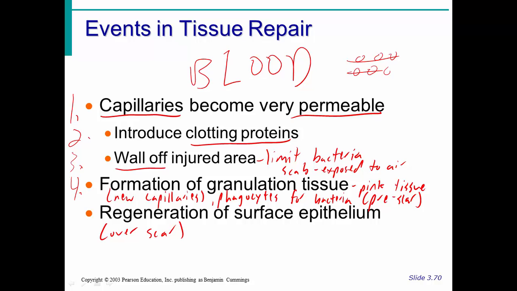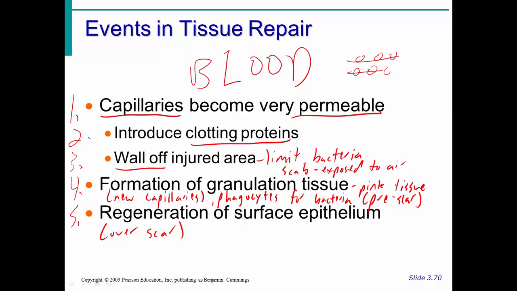Granulation tissue is that pink tissue. So if you've ever peeled a scab, you know that kind of pink, fresh material, it's not completely reformed, but it's kind of the walled off heavy blood supply, which is why it's pink. But that granulation tissue is kind of the first layer of whatever tissue type we're talking about before the final repair. And then finally, regeneration of surface epithelium over the scar.